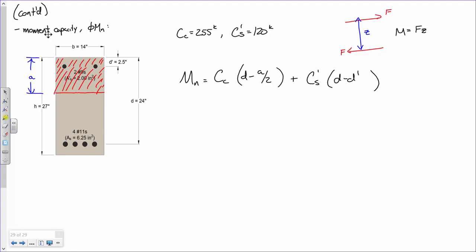Now, let me also make a point. Whether or not the compression steel has yielded or not, that equation holds. That's the same equation because it's just forces and distances. The only thing that would change is what are those forces. But the moment arms are the same. So plug and chug, we've got 255 kips times 24 inches minus what was a? 7.143, divided by 2, plus 120 kips, 24 minus 2.5 inches.